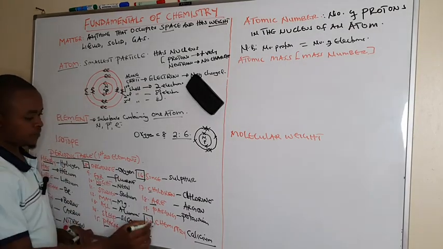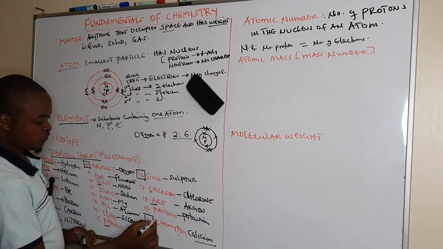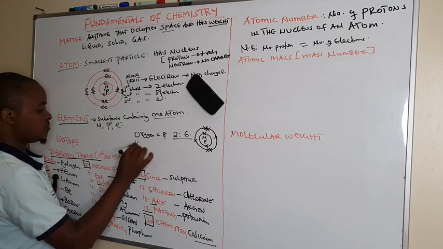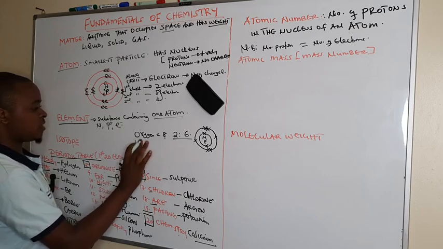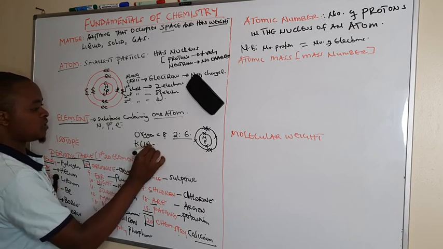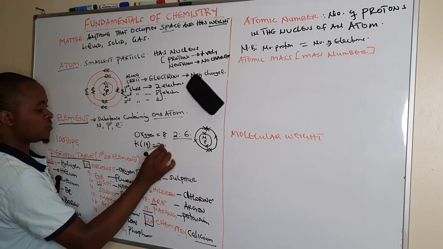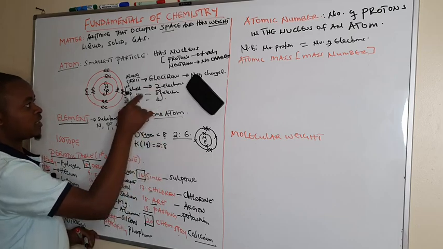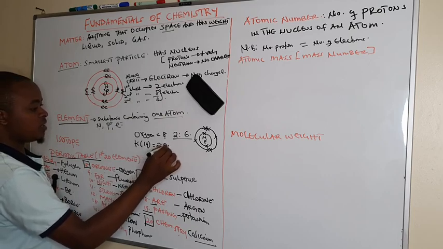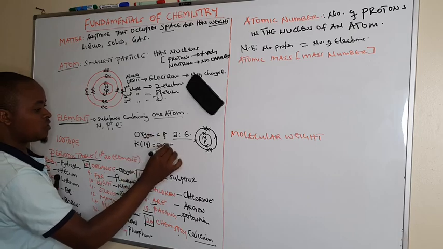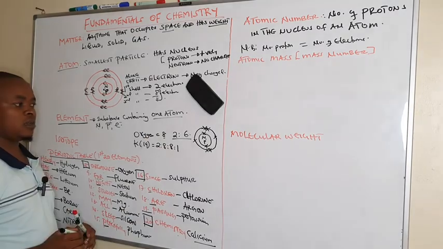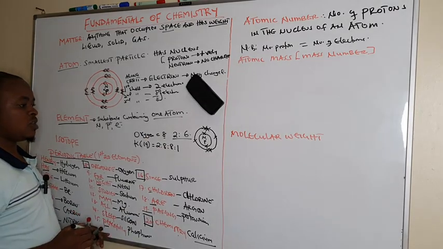If it is the structure of potassium, this is potassium, and potassium has an atomic number of 19, so the electronic configuration is 2. Then the second one, we said it accommodates 8. Then this is 10, so we are remaining with 9. But it cannot accommodate, so it will be 8, then 1. That is its electronic configuration.